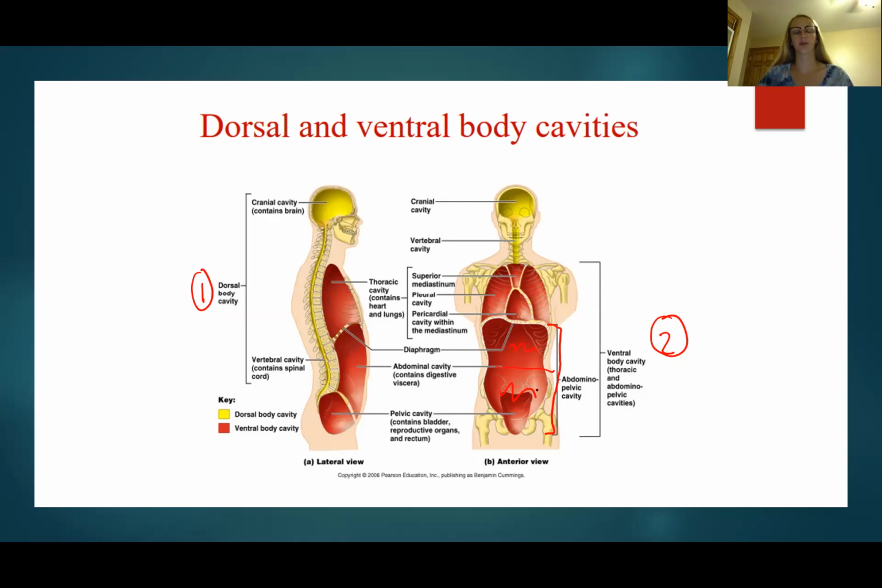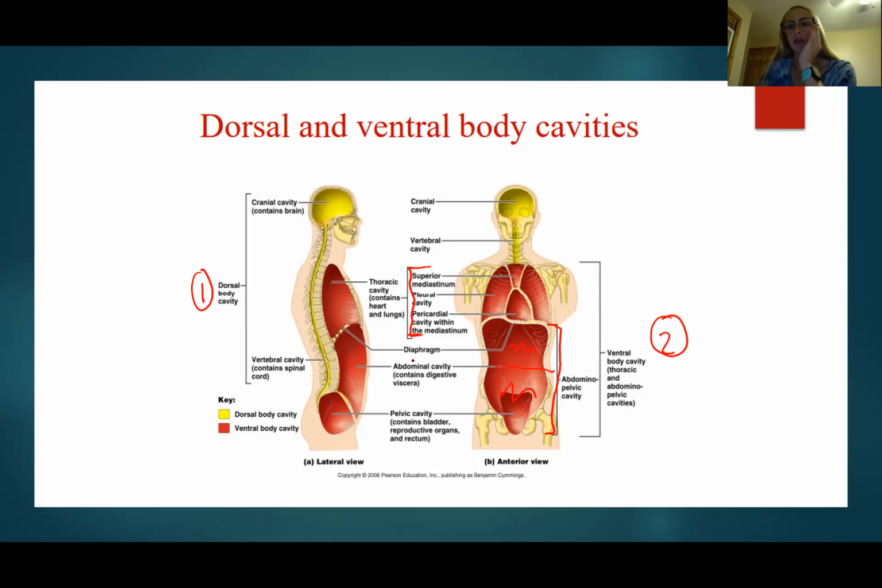Again, ventral meaning front, the front side of that turtle shell we talked about. And you think about your own body in the front. Yes, your pelvic, your abdominal organs are towards the front of your body, so it makes sense they're on the ventral side. The second division of the ventral body cavity is the thoracic cavity.